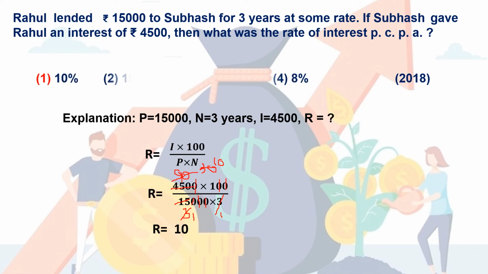Let us see the options. Option number 1 is 10%, 2 is 15%, 3 is 9%, 4 is 8%. So as we got 10, the correct alternative is alternative number 1, which is 10%. Alright, I hope this is clear to all of you.